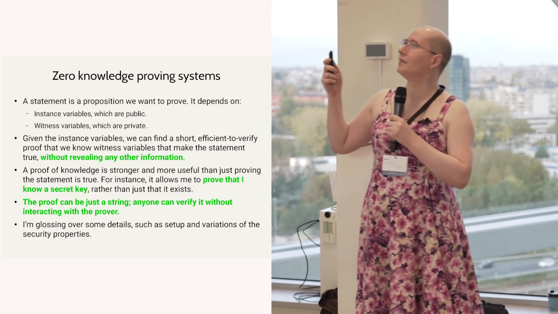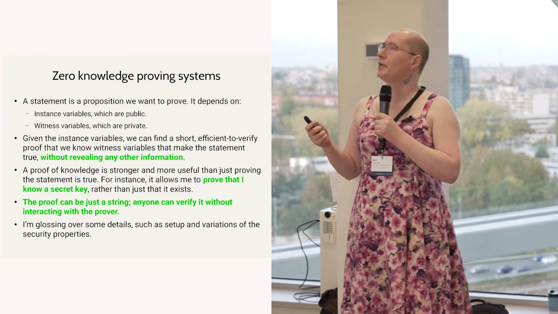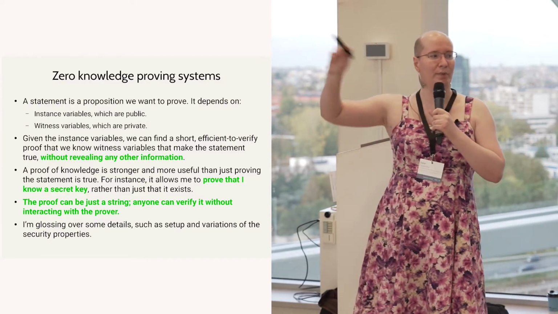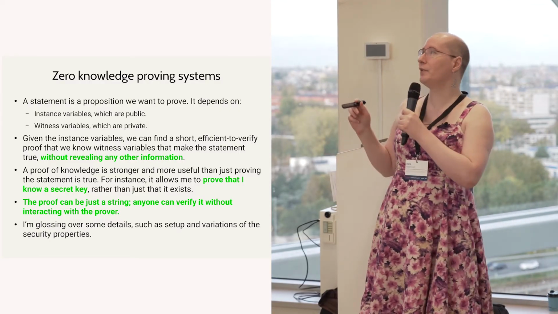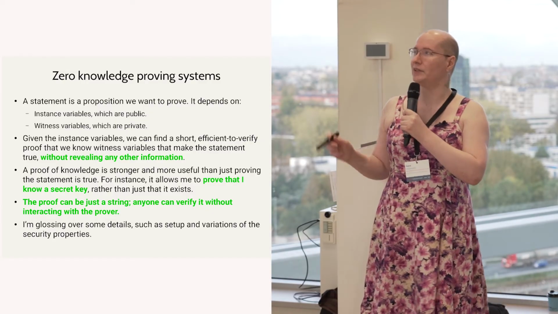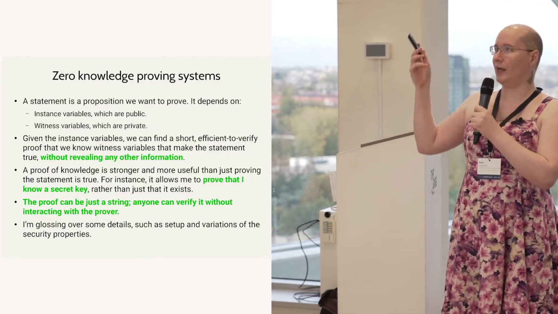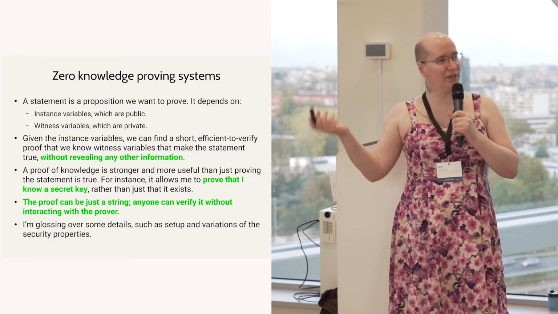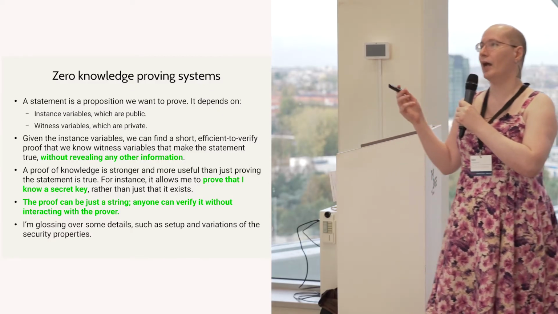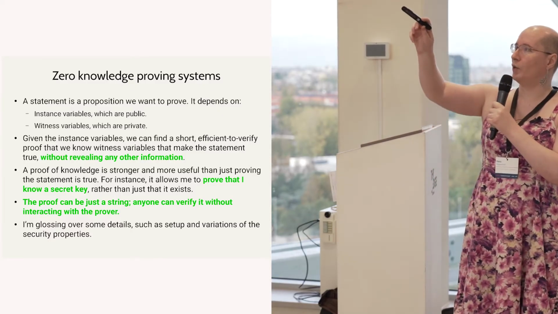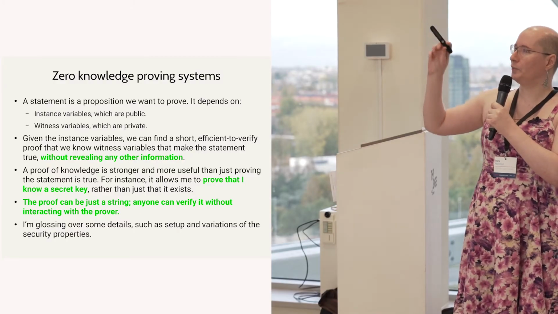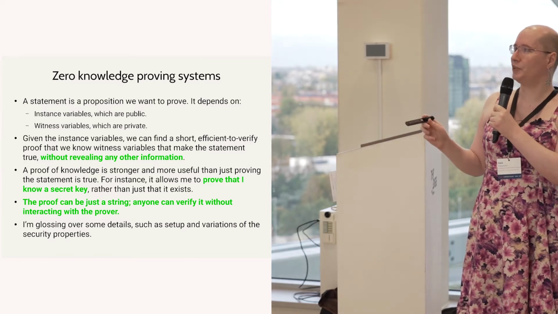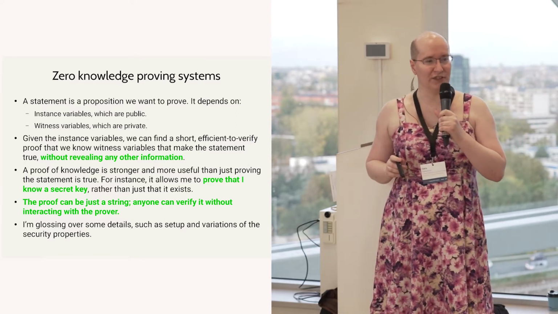So, some information about zero-knowledge proving systems. I guess people know all this already, but I'm going to emphasize certain properties of zero-knowledge proving systems that are important for this protocol. So, we have a statement. It has instance variables and witness variables, and we're defining some relation on those that needs to be true. So, we can find a short proof that we know the witness that makes the statement true, and we don't reveal any other information.